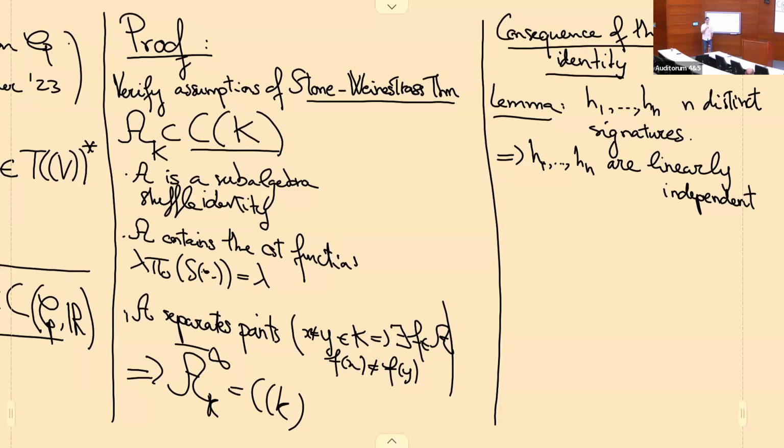Okay, and the linear function can be constructed using the Hahn-Banach theorem and then the shuffle identity. So the shuffle identity is crucial to construct a linear function. So there exists L such that L(h1) is 1 and L(hi) is 0. You can construct this using the shuffle identity, and then you can use this construction to prove the linear independence. It's just a simple consequence.